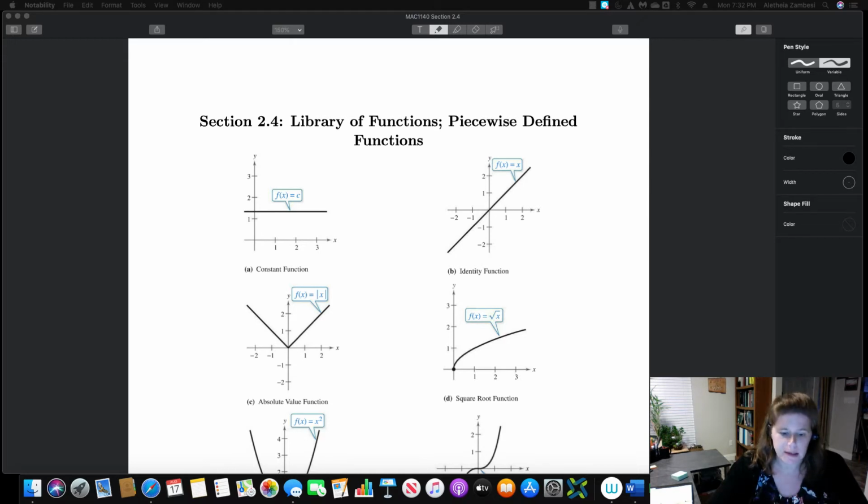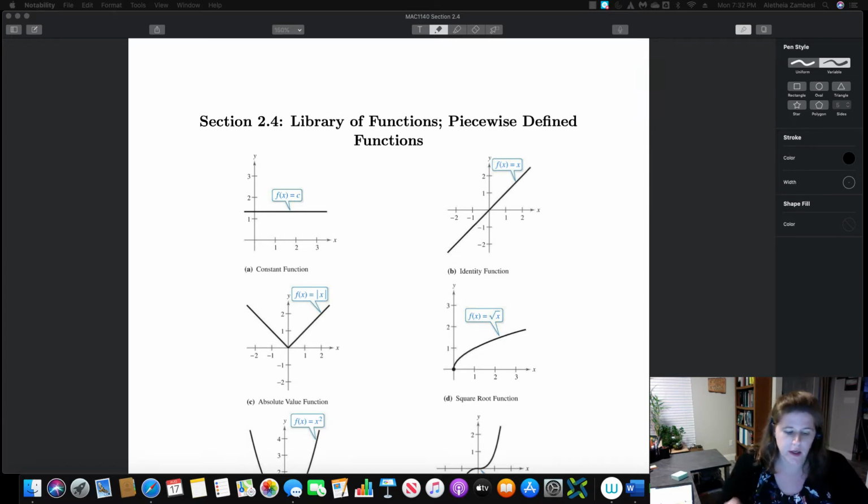But these are shapes that when I say f of x is equal to x squared, I want you to already have a picture in your head. For those of you going forward to calculus, this will make your calculus journey so much easier if you get these basic shapes down. So let's talk about the basic shapes.